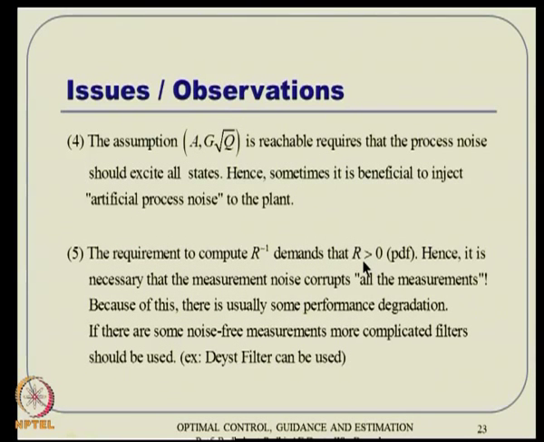Now, the fourth observation. The assumption that (A, G times square root of Q) is reachable requires that the process noise should excite all states. If your process noise keeps coming, it ultimately should excite all states. If it doesn't, then probably something goes wrong and you will never be able to observe it properly. Because of this requirement, sometimes there is a necessity to inject artificial process noise to the plant.